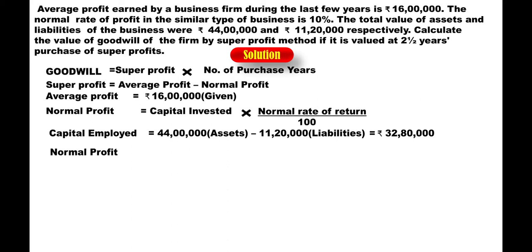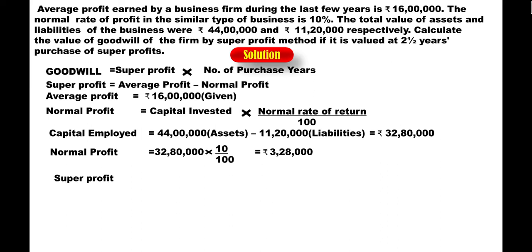Now we need to find out the normal profit. Normal profit equals capital employed multiplied by normal rate of return, and the normal rate of return is also given in the question. You can see on your screen, that is 10%. So normal profit will be 3,28,000.